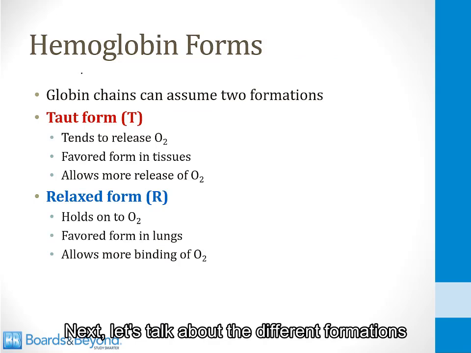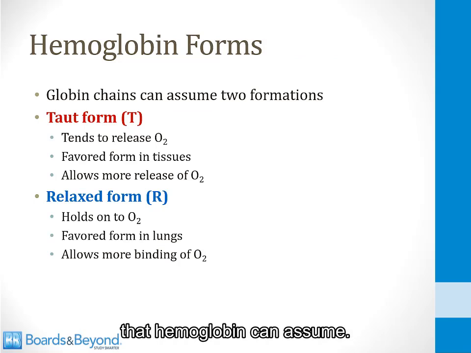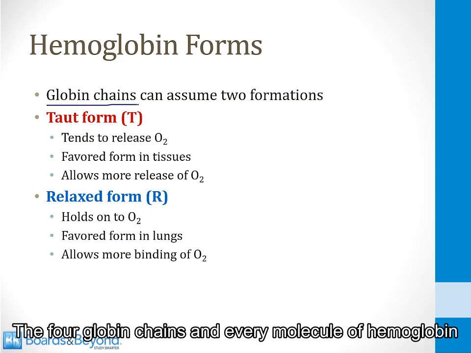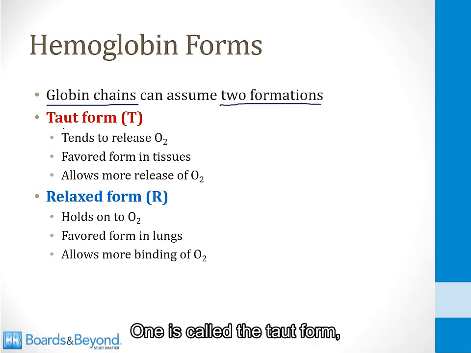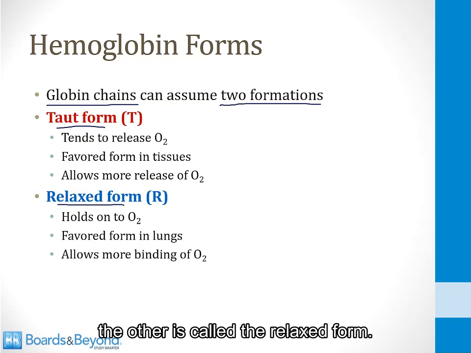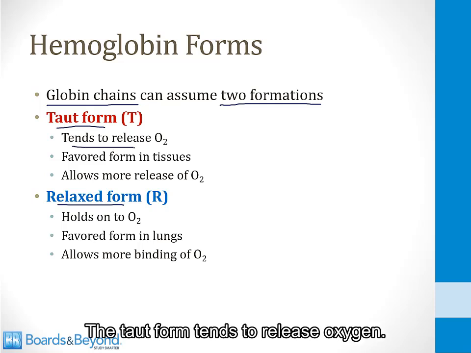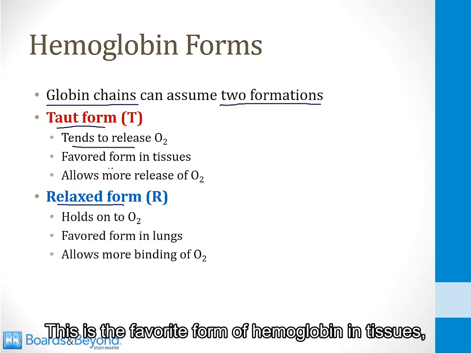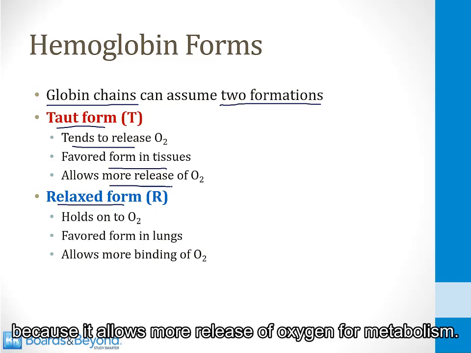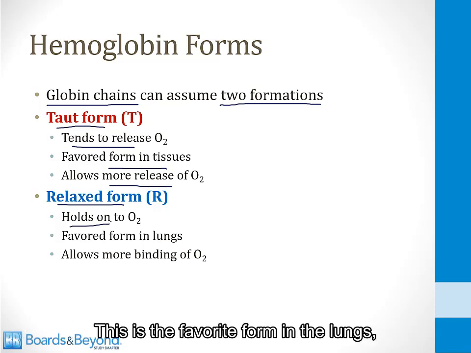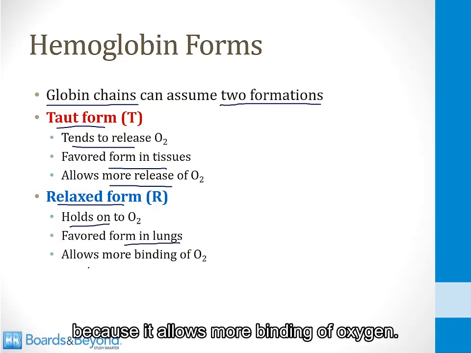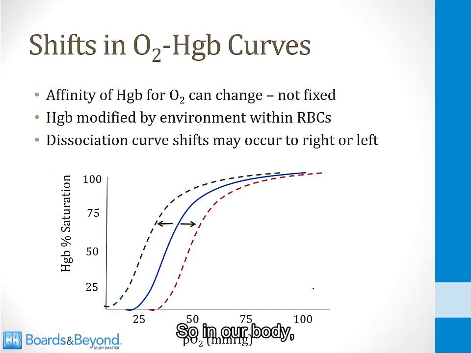Next, let's talk about the different formations that hemoglobin can assume. The 4 globin chains in every molecule of hemoglobin can become arranged in 2 different formations. One is called the taut form, the other is called the relaxed form. The taut form tends to release oxygen. This is the favored form of hemoglobin in tissues because it allows more release of oxygen for metabolism. The relaxed form tends to hold on to oxygen. This is the favored form in the lungs because it allows more binding of oxygen. So in our body, if you look at all the hemoglobin, you will find some in the taut form and some in the relaxed form.